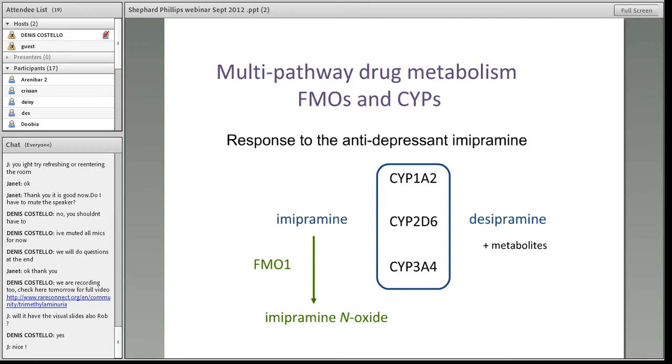Imipramine is also converted to a chemical called desipramine by CYP1A2, CYP2D6, and CYP3A4. And I've just put here metabolites, and in fact there are about 12 metabolites that are produced by the actions of the CYPs. So quite complicated, but there's a single product of an FMO reaction, which is imipramine to imipramine N-oxide. Now, this also demonstrates something else about drug metabolism, in that imipramine has antidepressant activity. When it's converted to desipramine by the cytochromes P450, desipramine also has antidepressant activity. And so the body is helping to make what we think is a more potent antidepressant from the imipramine.